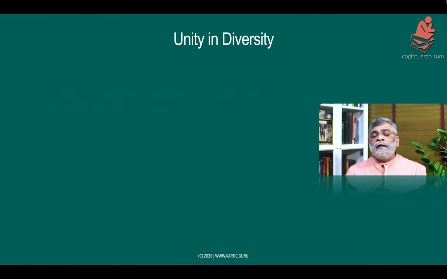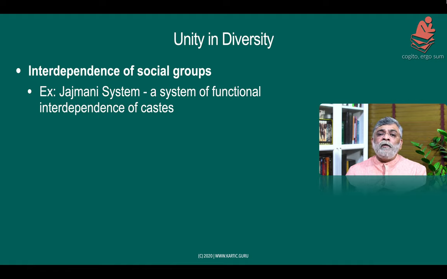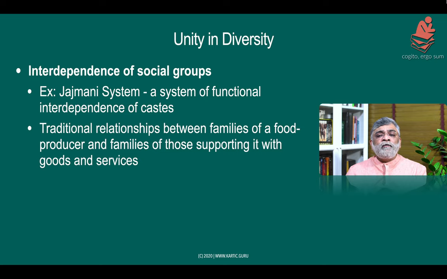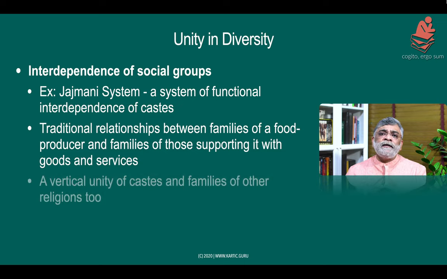Another factor that fostered unity is that the Indian society was organized in such a way that the various social groups in the country, whether they are jatis or religious groups, were interdependent of each other. One manifestation of this is found in what we call the Jajmani system, a system of functional interdependence of castes, a concept that we are going to see subsequently. The relations were traditionally between the food-producing families and the families that supported them with goods and services. And the Jajmani system demonstrates a vertical unity of castes and families of other religions in rural India.